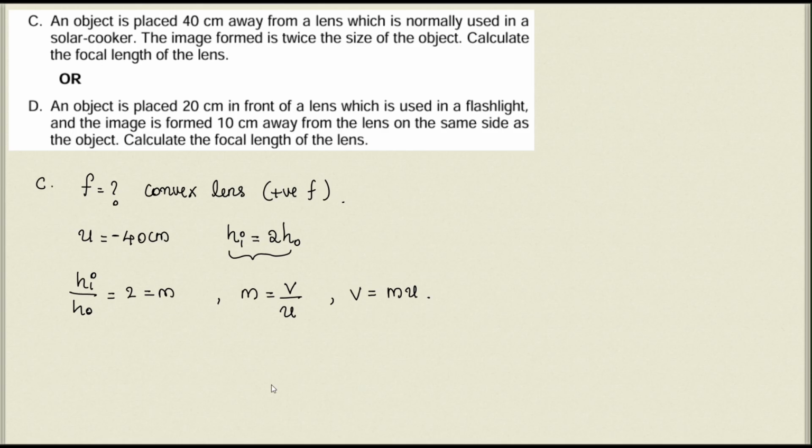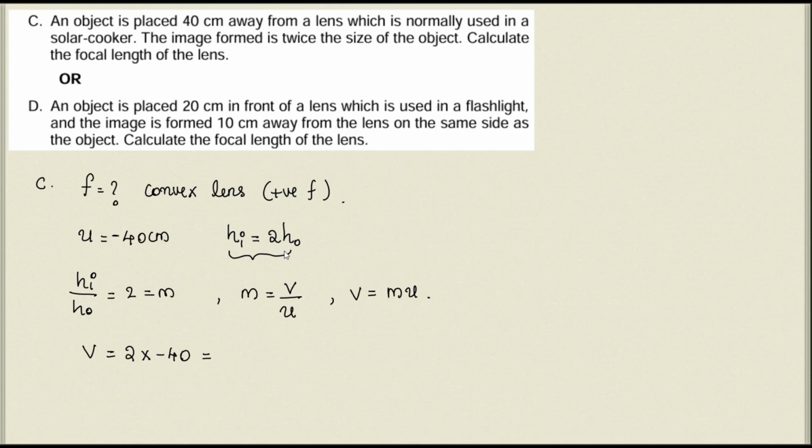Now, substituting the values, v is equal to m into u, where magnification is 2 and u is minus 40. Now remember, when we are doing this problem, we have to apply the sign convention. So here, the object distance we have is already given as minus 40. What about its magnification? We know that it is an enlarged image. It is twice the size of the object.